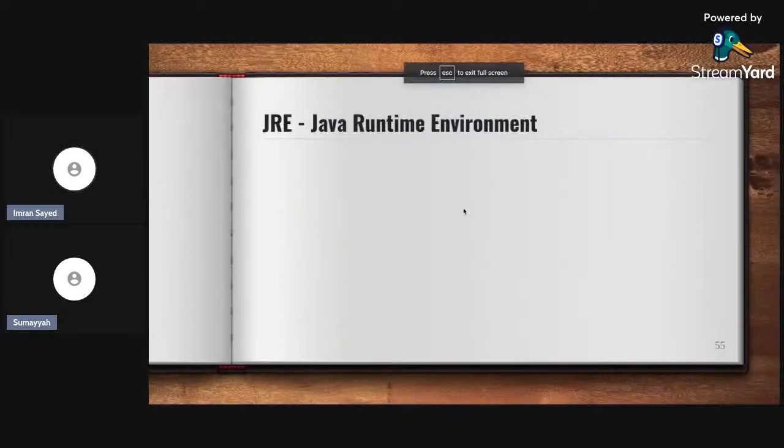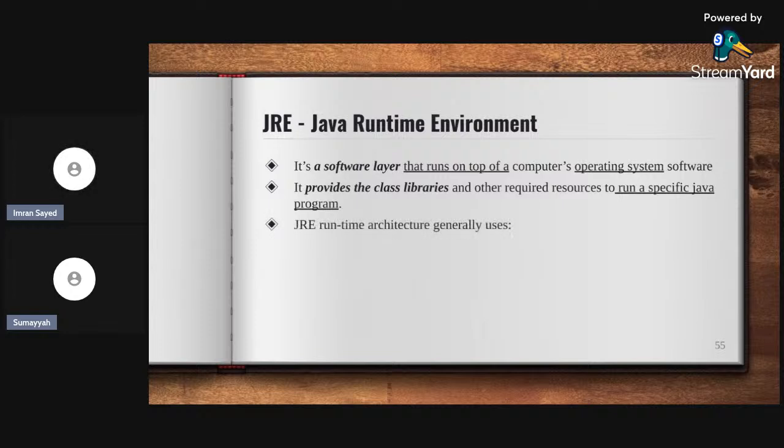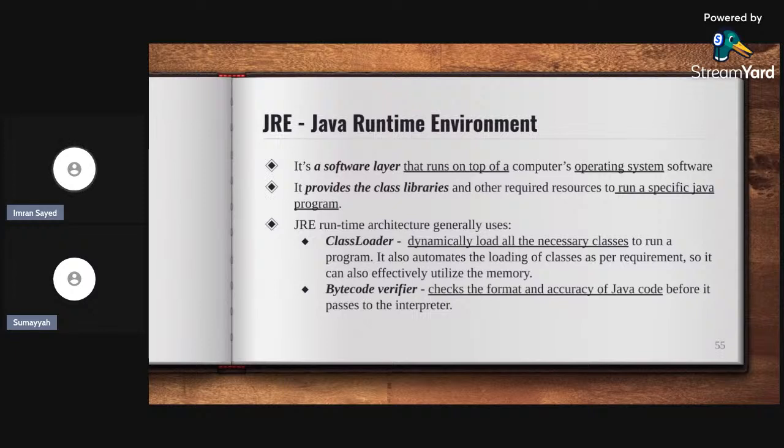Once again, the recap. The Java Runtime Environment is a software layer that runs on top of the computer's operating system. It provides the class libraries and other required resources to run a specific program. This runtime architecture uses a class loader, which automatically loads the required classes; a bytecode verifier, which checks the format and accuracy of the code; and an interpreter, which helps run the program natively.